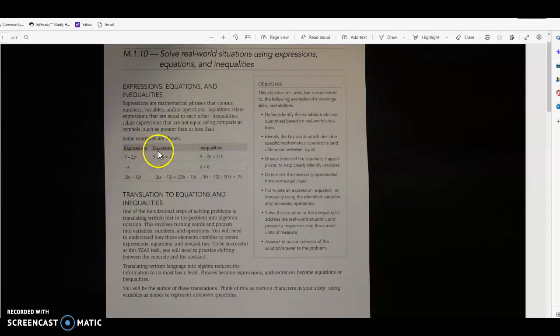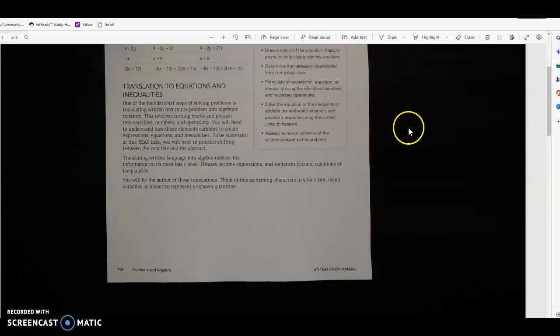Here are some examples of expressions, equations, and inequalities, so hopefully you should be familiar with all of these. To be successful at the TEAS task, you'll need to practice shifting between the concrete and the abstract. In other words, using actual mathematical equations like the examples up here versus using written words that you have to translate back to these expressions, equations, or inequalities. What is very important is that when you're doing these word problems, phrases become expressions and sentences become equations or inequalities. So you have to be very careful about when you're using the inequality symbols.